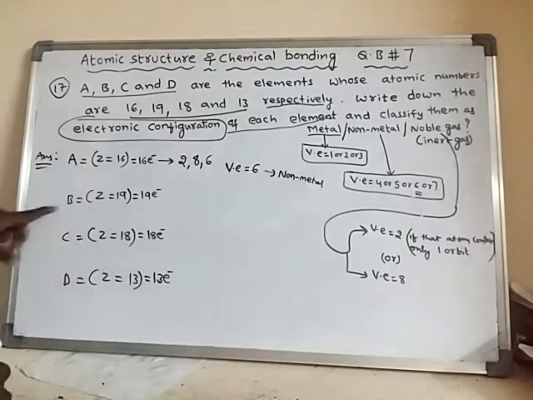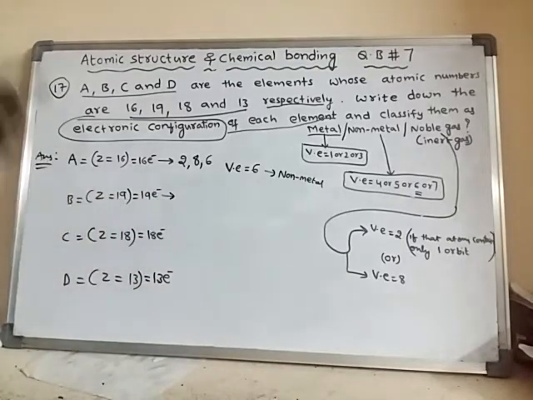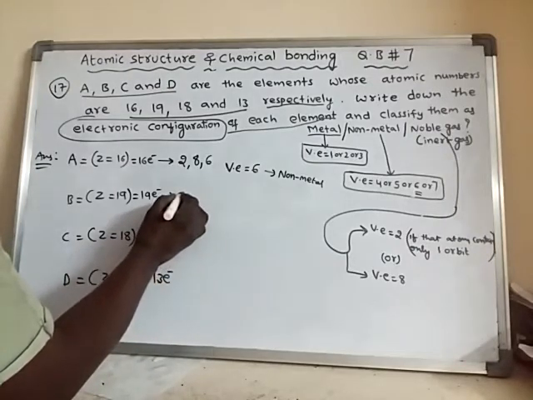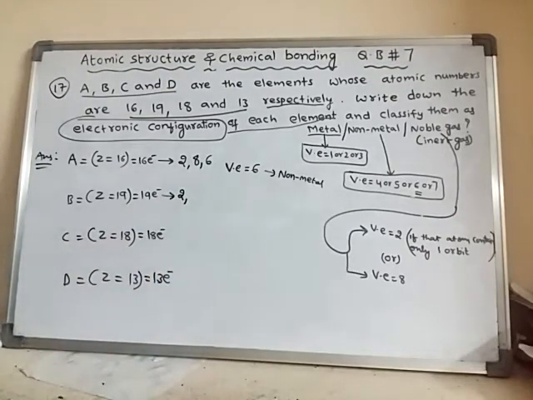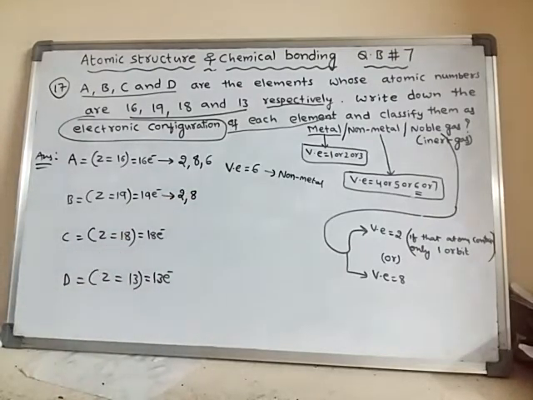Now let us see element B. 19 electrons are present. Always remember that the first orbit's maximum capacity is 2 electrons only, and the second orbit's maximum capacity is 8 electrons, so it is fixed. We cannot write more than 8 electrons in the second orbit, or more than 2 electrons in the first orbit.